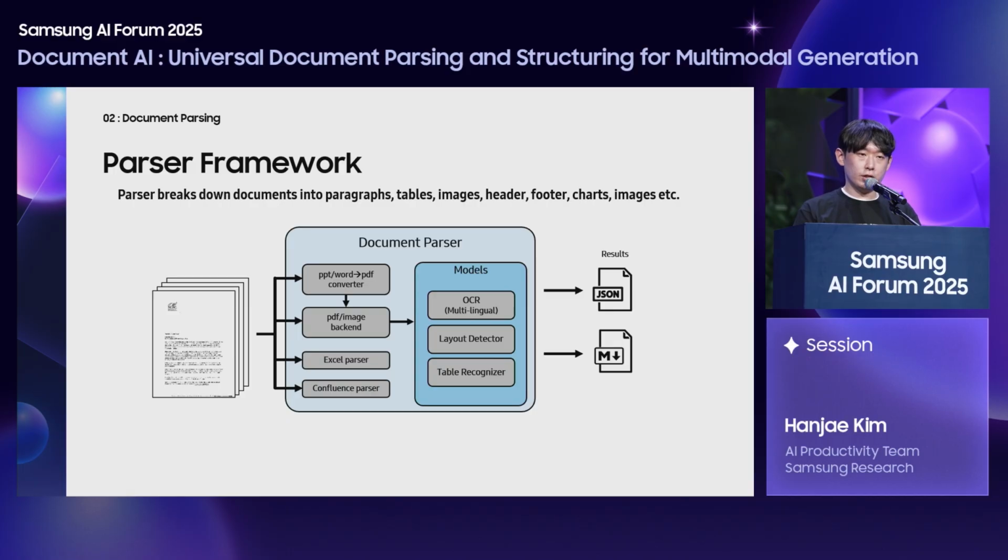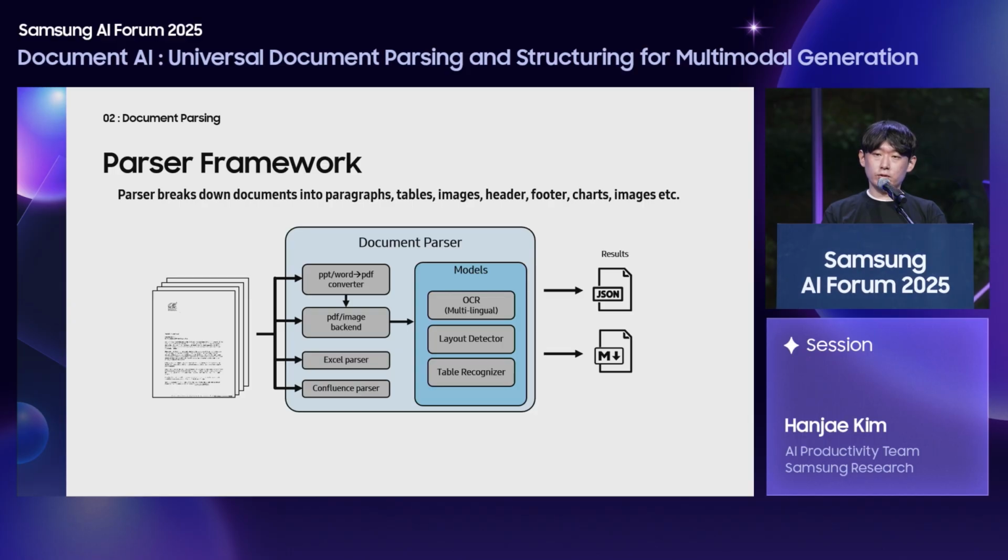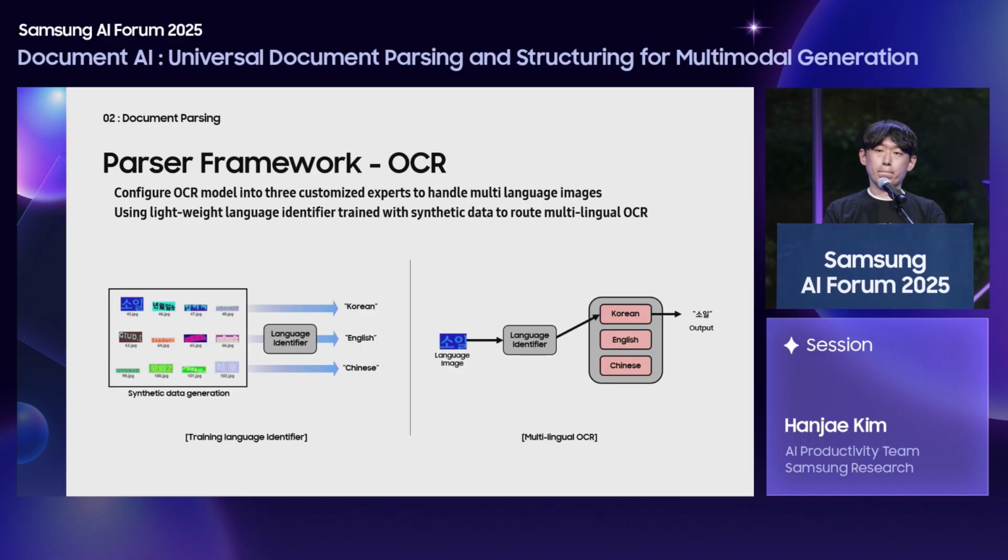There was a question about whether we can do the parsing using one VLM. Well, we have considered that direction as well. As a result of our analysis, compared to using one integrated VLM, it's far better to use more quantized, small, lightweight sub-models in terms of accuracy and processing speed. Therefore, OCR, layout detector, and table recognizer are the models we use to conduct document parsing. Let me take a look at them one by one.